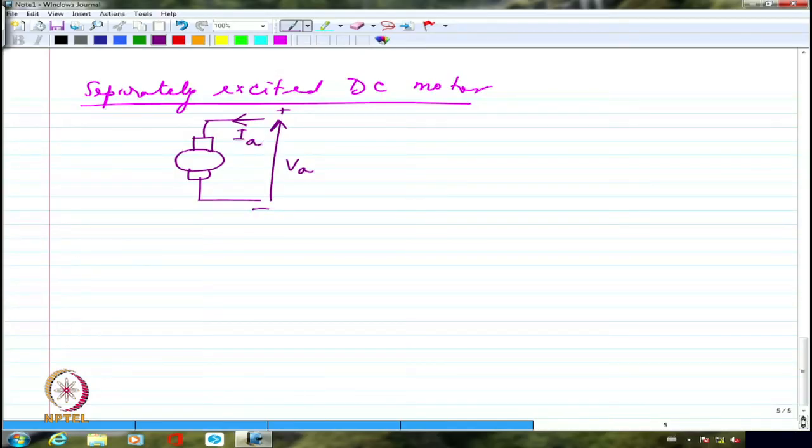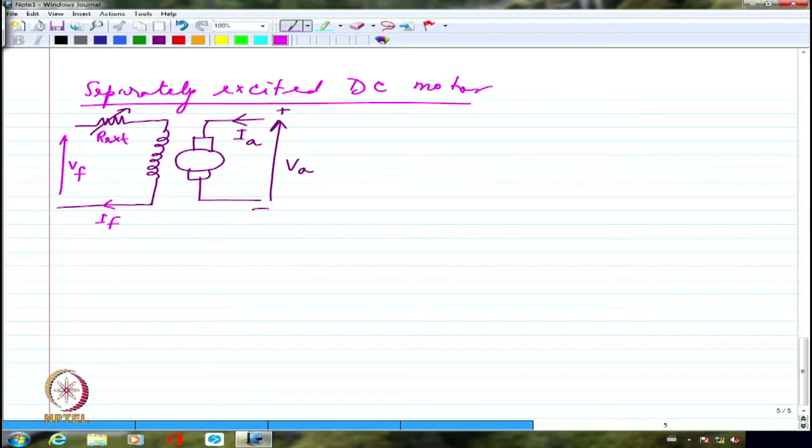The field is separately excited, so I am going to have the field connected to a separate source, probably with a field resistance as well, which is a variable resistance. So this is our external resistance, and this is going to be IF. And what I am actually connecting here is VF.